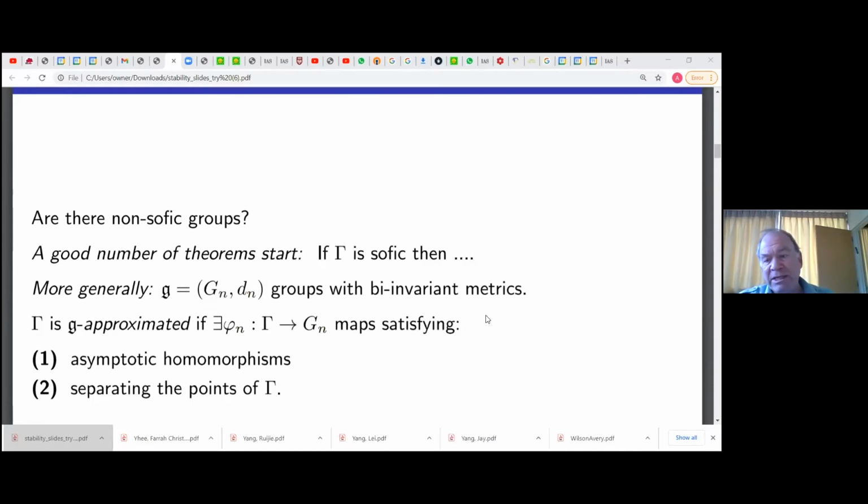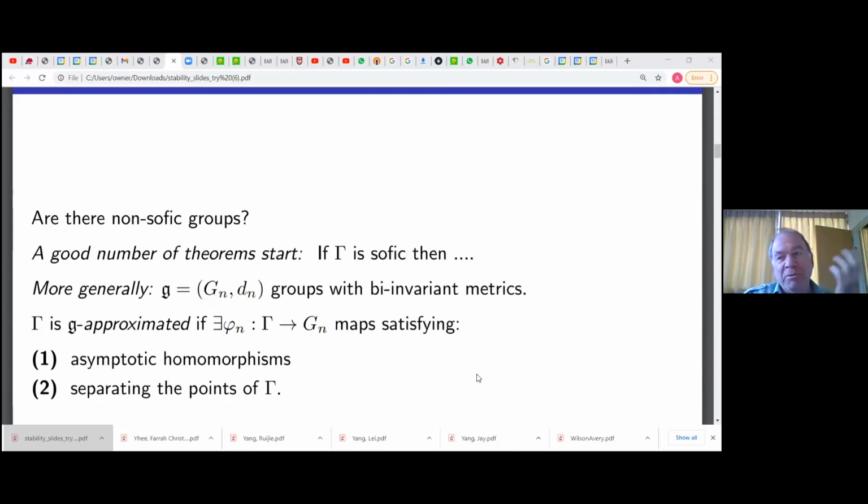There are many suggestions for an example or a counterexample, namely to show a group which is not sofic. Well, take your favorite simple groups, finitely generated simple groups, and ask, is it sofic? And this is not known.